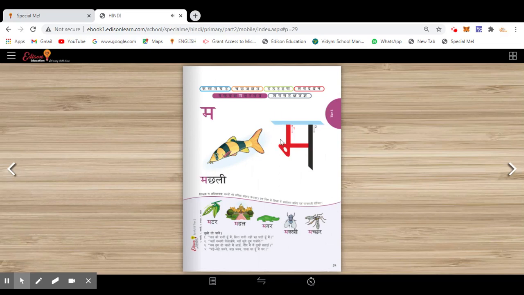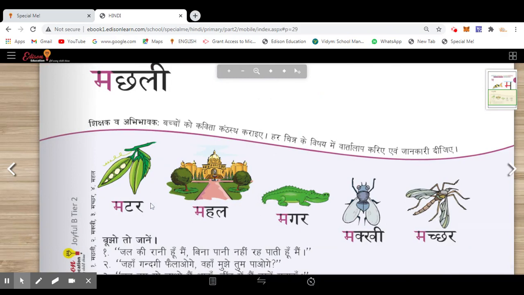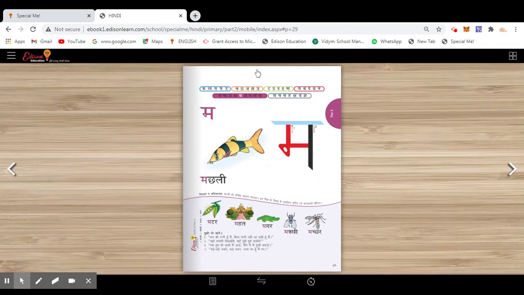व्यंजन म. कौन सा व्यंजन है ये? व्यंजन म. म से मछली. नेक्स्ट, म से मटर. नेक्स्ट, म से महल. म से मगर. म से मक्खी. नेक्स्ट, म से मच्छर. Now come to the next page.